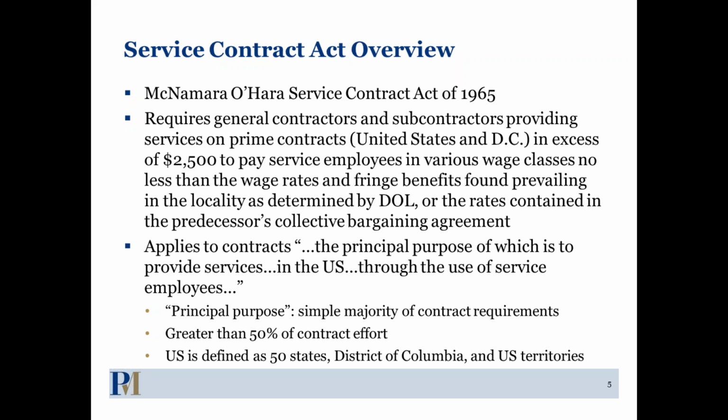It applies to contracts in excess of $2,500 that are located in the United States and the District of Columbia. And it applies to contracts, the principal purpose of which is to provide services through the use of service employees. There's a lot of general confusion around principal purpose, and it's basically just a simple majority of contract requirements including the need for service employees. This can be in terms of dollars, greater than 50% of dollars, or full-time employees.